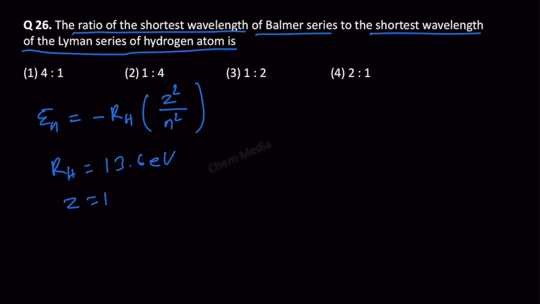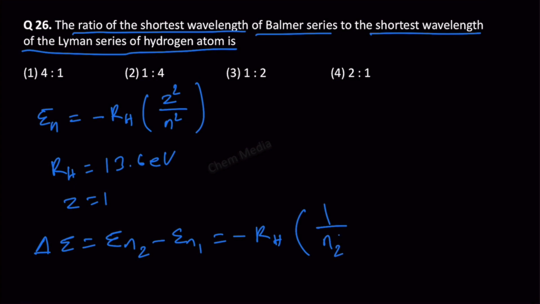So it's the energy difference that we calculate. That is delta E is equal to En2 minus En1, and that is equal to minus Rydberg constant times 1 by n2 squared minus 1 by n1 squared. n2 value should always be greater than n1.